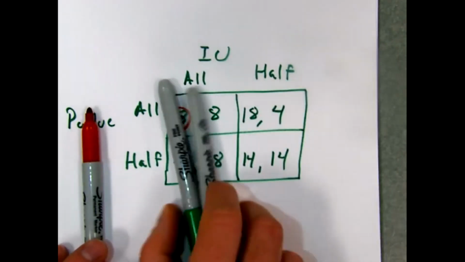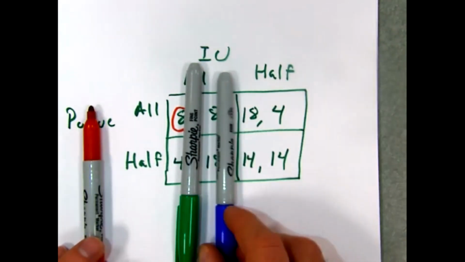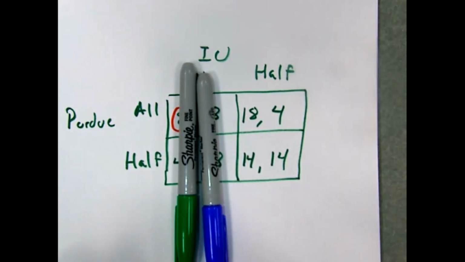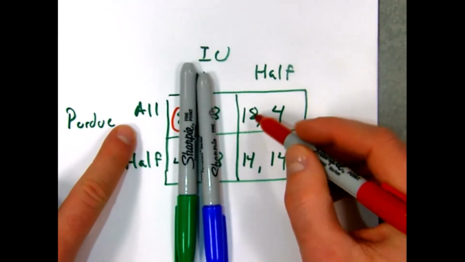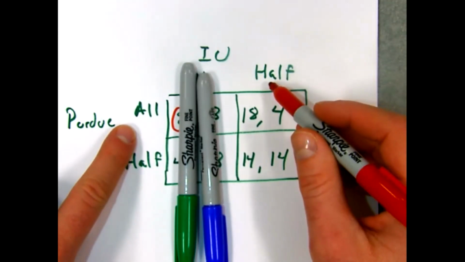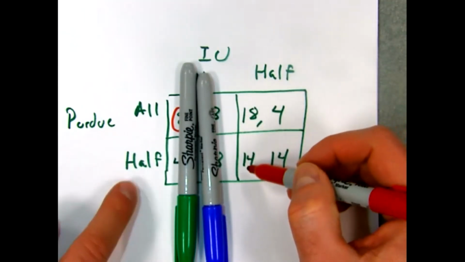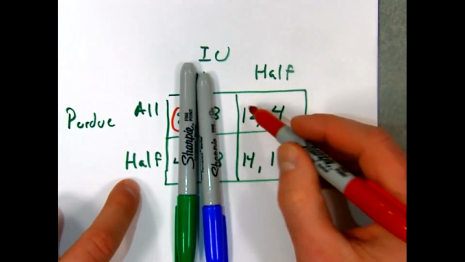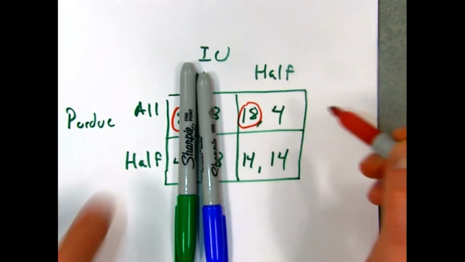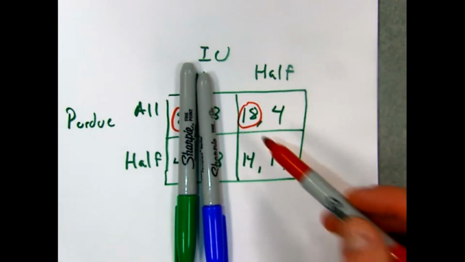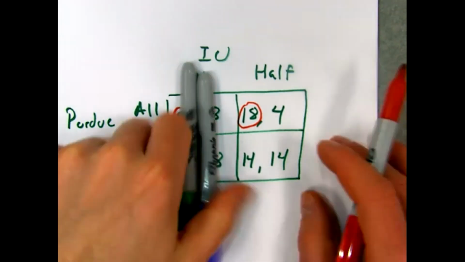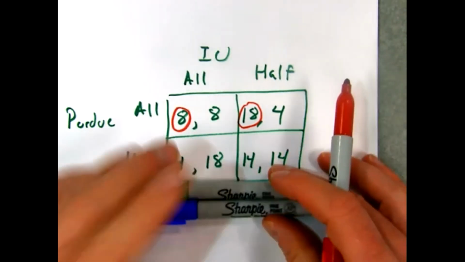What if IU is only deciding to put half their games on? Well, now for Purdue, if they put all their games on TV in response to that, they'll get 18 million, as opposed to if they also only put half their games on, they'll get 14. So to maximize profits there, they would choose the higher value.